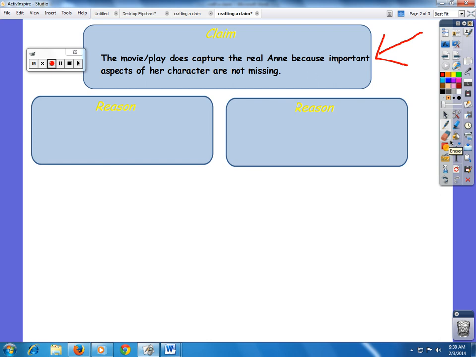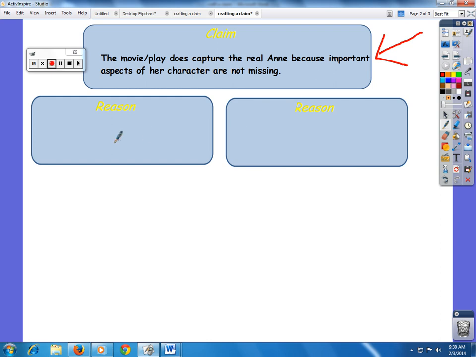Okay. The next thing you're going to be writing are your 2 reasons why your claim is true. Okay? And a reason is going to be in your own words. You're not going to have a quote yet or what we call evidence or details. You're going to have a simple reason why you think this is true. So, a really good way to do this is to have a reason for the movie play and a reason for the diary. Especially if you're saying that the diary or the play does not capture her character.